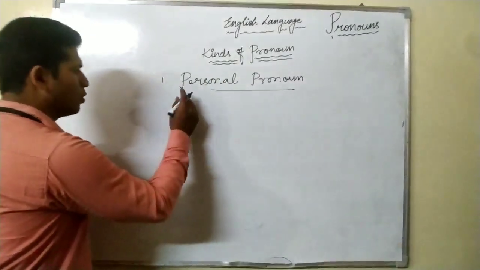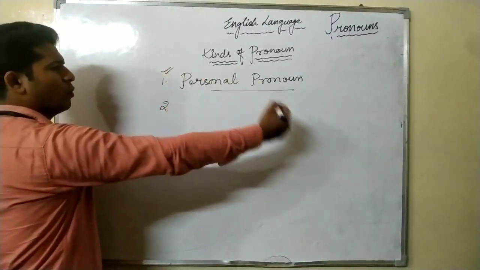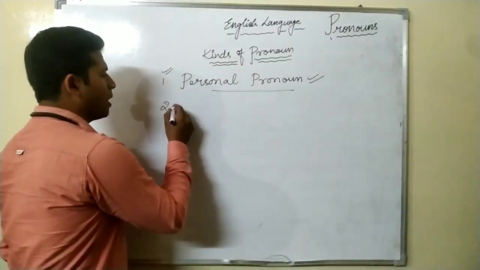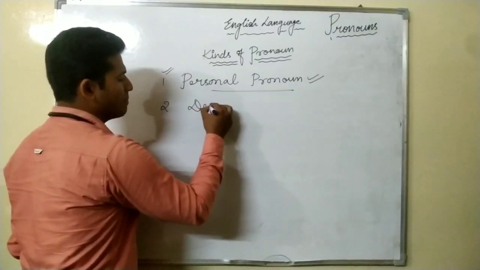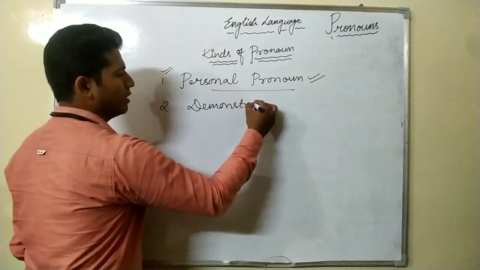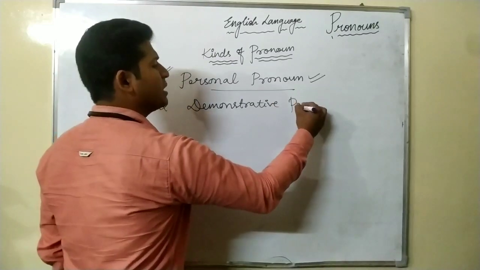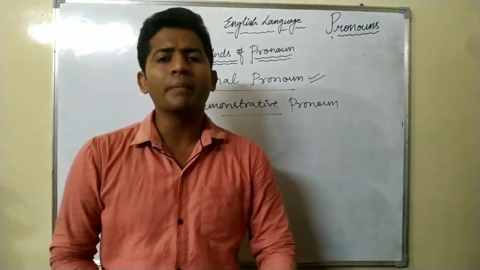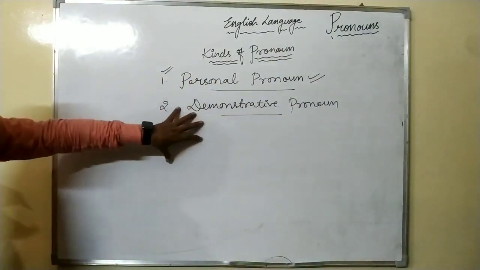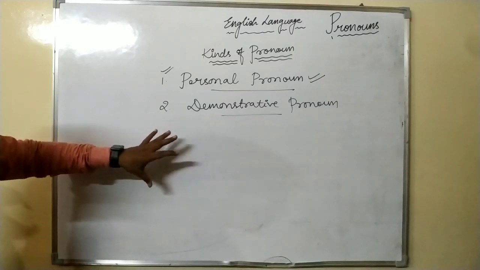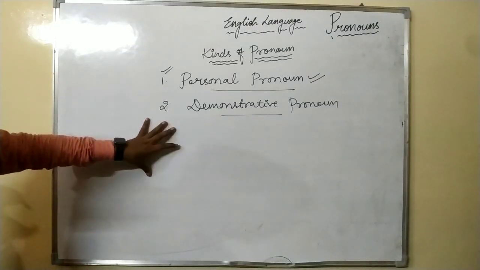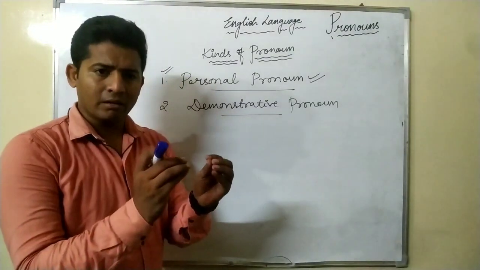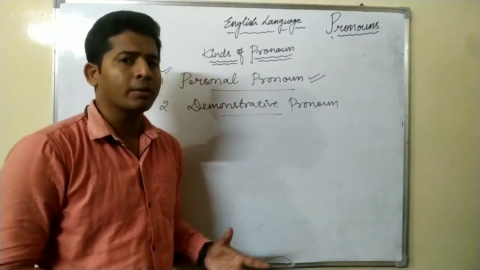We have already studied that, so we will not study it again. If you want to study this, you can refer to my previous session. Let's talk about the next pronoun, which is demonstrative. Now, the name itself suggests that demonstrative means to demonstrate, to show something. It indicates the specific person or thing which is talked about in a sentence.